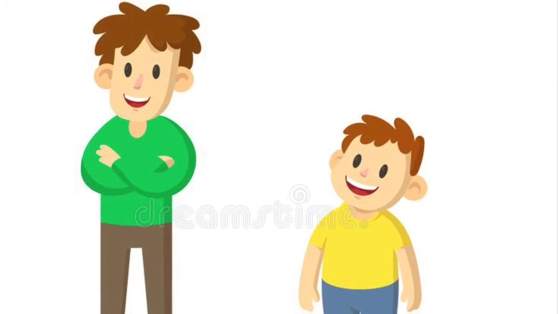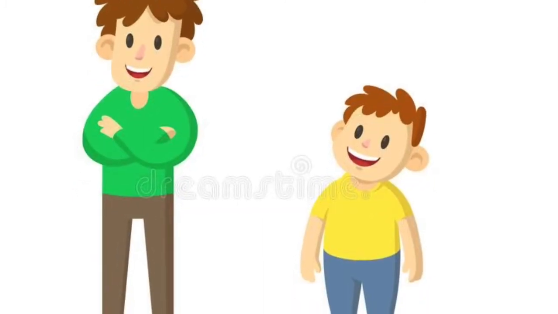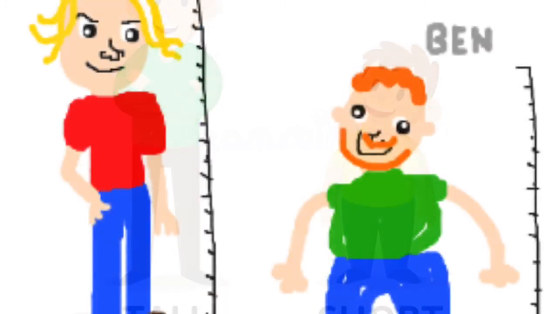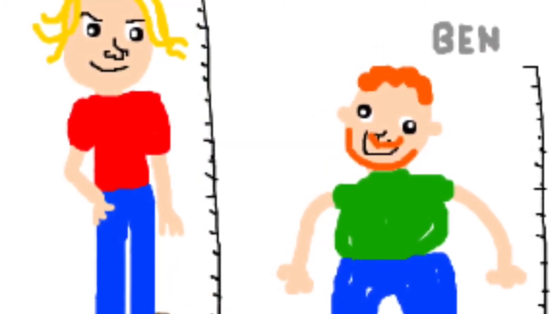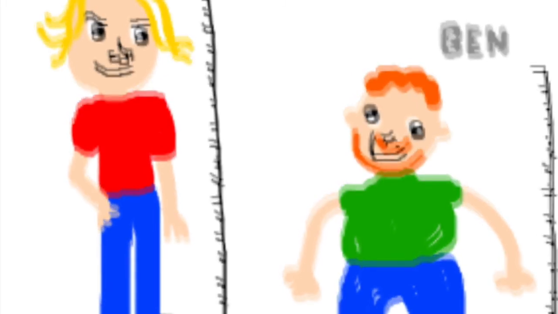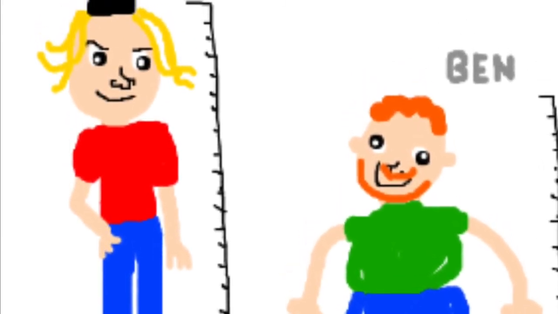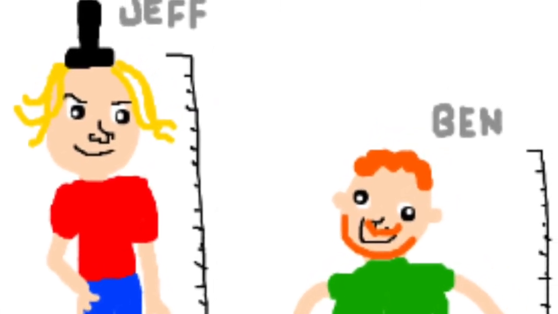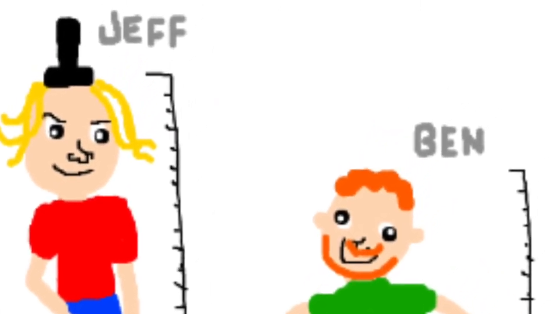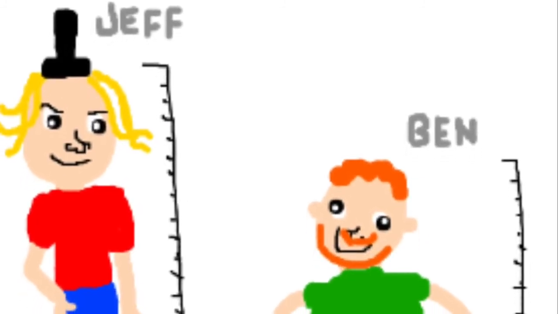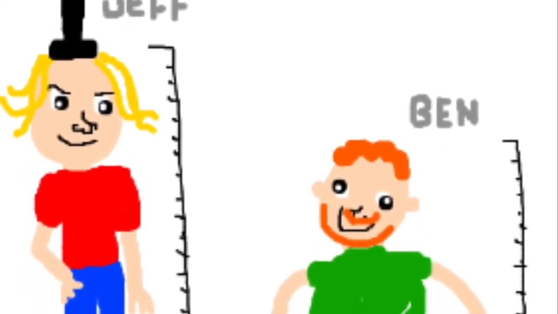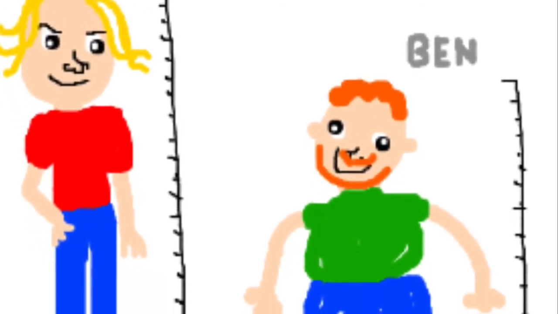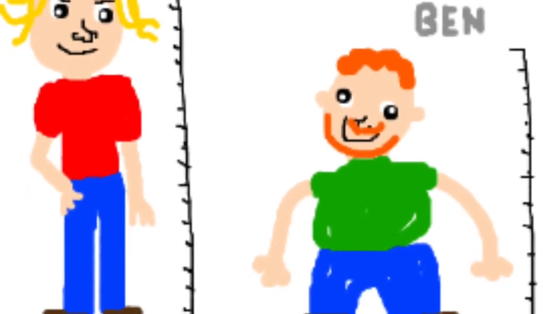So when we start to add on the suffix ER, we are going to be comparing two. So we have two people here. We have Jeff and Ben. So Jeff is taller than Ben. So if we use the word tall, Jeff is taller than Ben. So before, when we just had a tall kid and a short kid, now we are comparing these two. Jeff is taller than Ben.